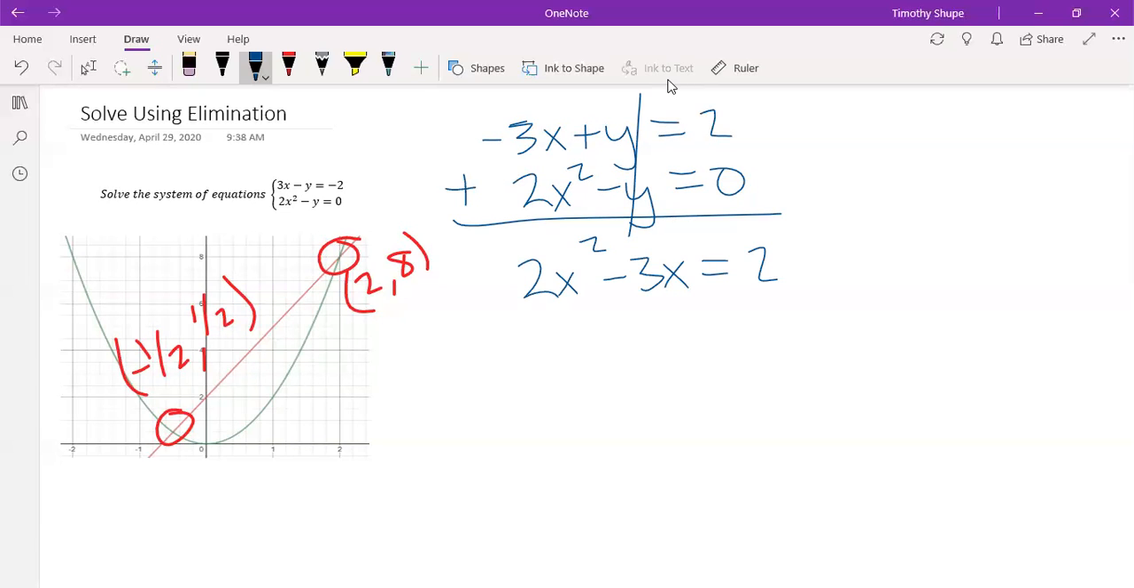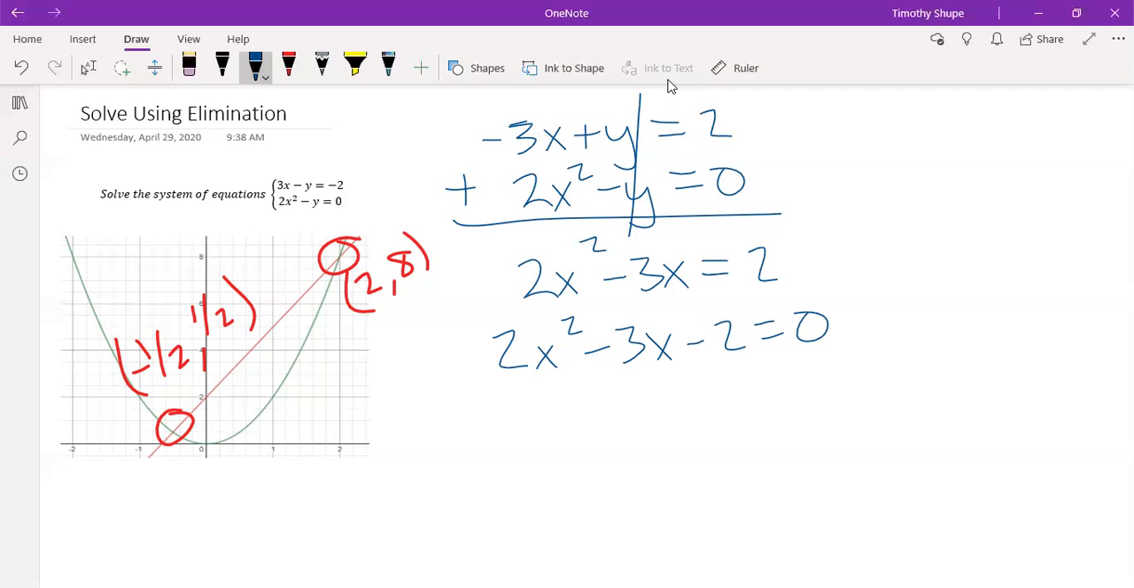Now, when I've got an x squared, an x, and a number, I'm going to want to bring that +2 over to the left side with everything else, so that I have 2x squared minus 3x minus 2 is equal to 0. And now we can either use the quadratic formula, complete the square, or solve by factoring, whichever method makes most sense to you at this point. I'm going to solve by factoring.